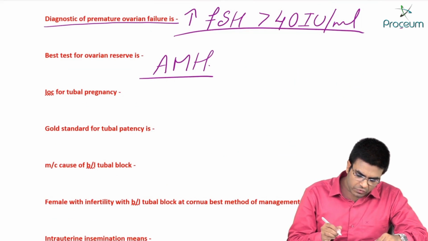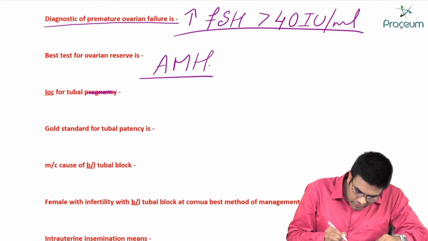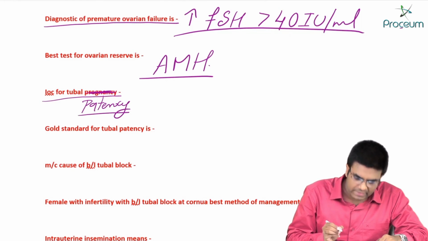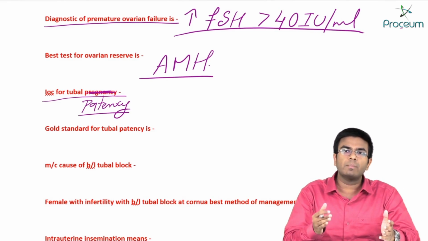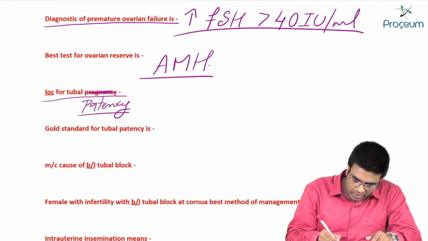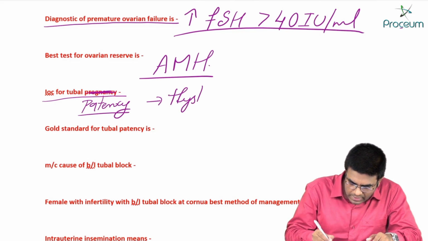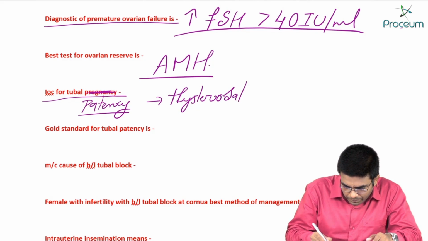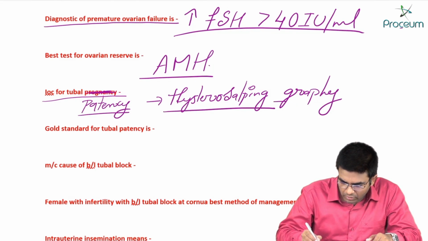Now, the investigation of choice for tubal patency is, guys, here it was pregnancy. No, it was a typing mistake. It is patency. Okay. So, the investigation of choice for tubal patency, we just want to know whether the tubes are perfectly normal or not, whether they have any blocks or not, is hysterosalpingography. Okay. Hysterosalpingography is the investigation of choice.